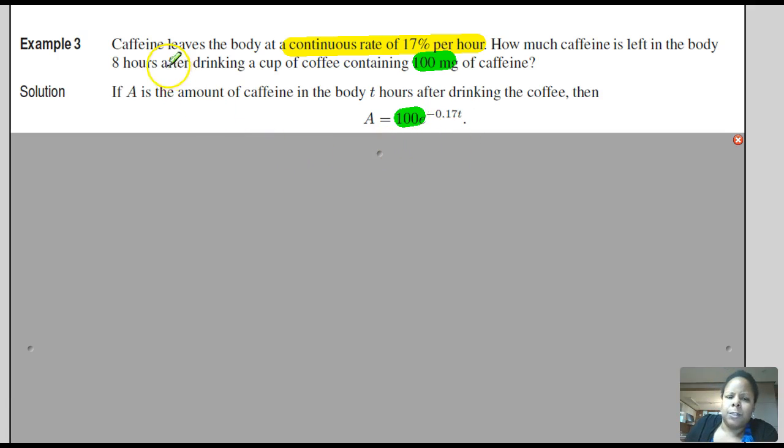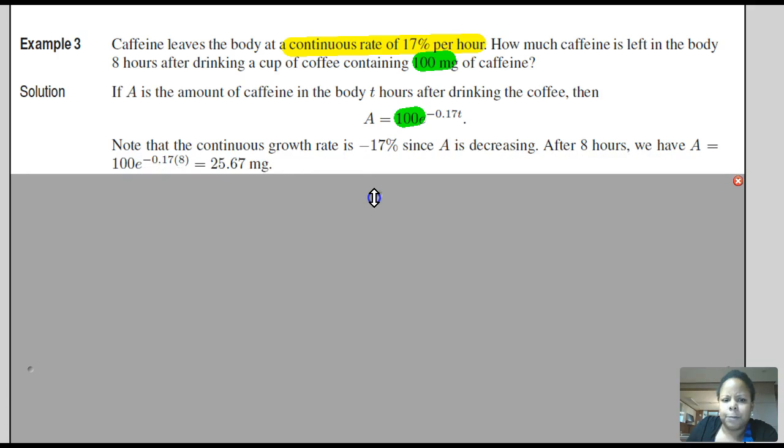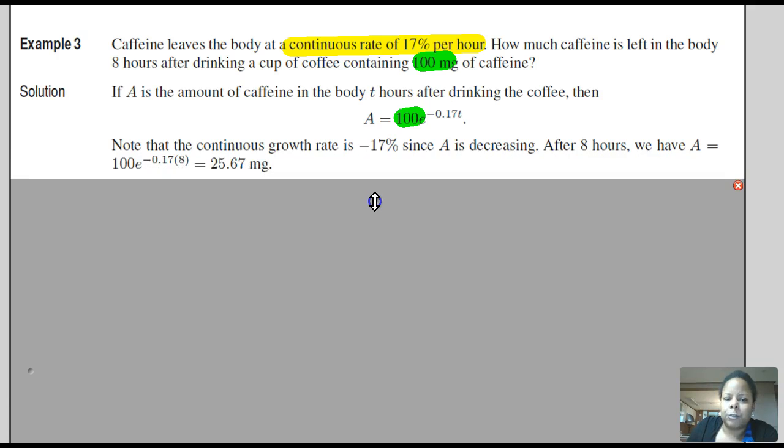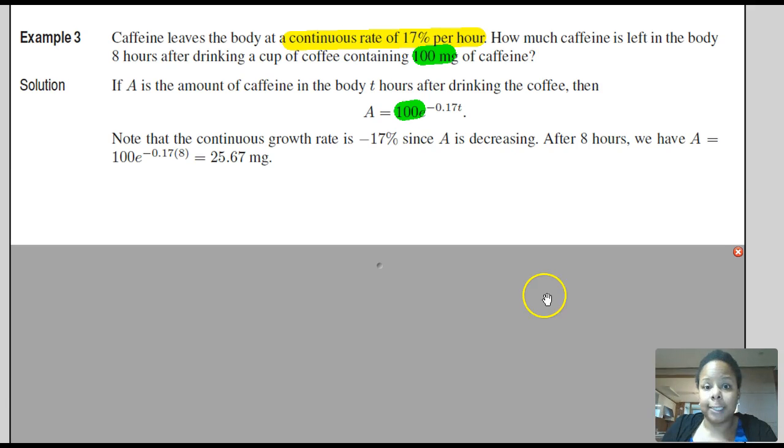Okay? So the question is, after 8 hours, how much caffeine is left in the body? Well, since t represents hours, since that's the continuous rate per hour, then all I need to do to answer this question is plug in 8 for t and get my answer. And my answer is 25.67. Interesting, huh?